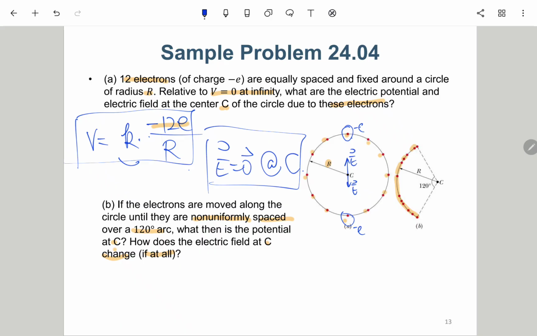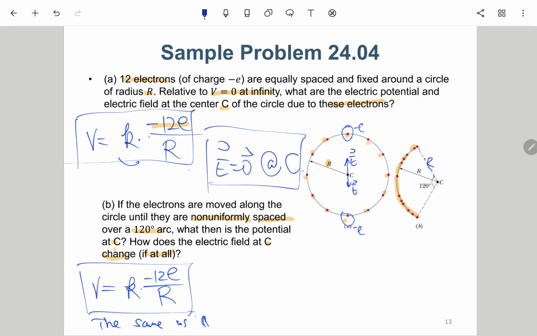Okay. So here V doesn't change at all. It is only related to the charge amount and the distance. Actually all the charges still have the same distance to point C. So it is still negative 12e over capital R times k. That will be the V at point C for question B. So actually the same as A.